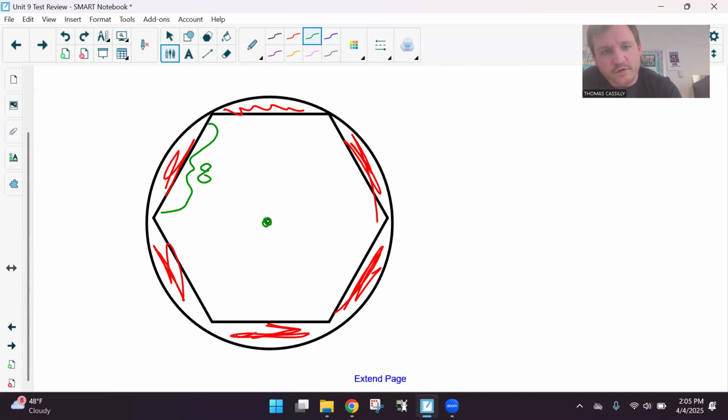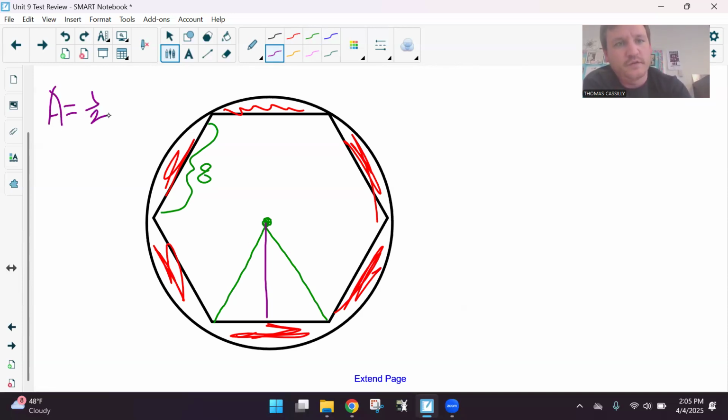What I'm going to do is put a dot right in the middle. What I need to do is figure out the apothem. I know the area of this hexagon is equal to 1/2 a p. So we have to figure out the apothem.